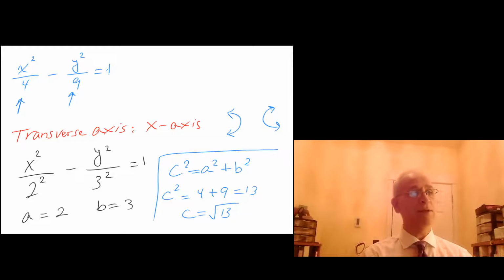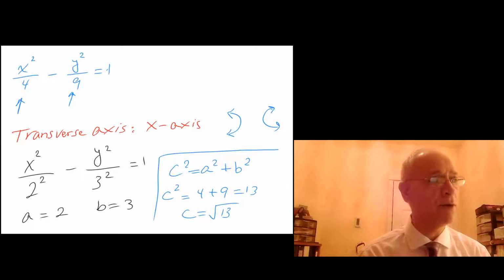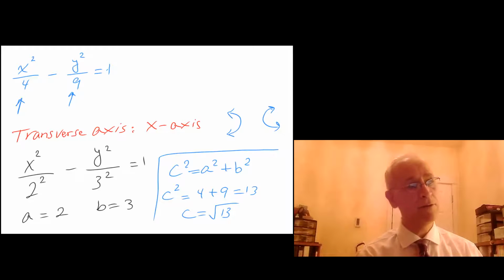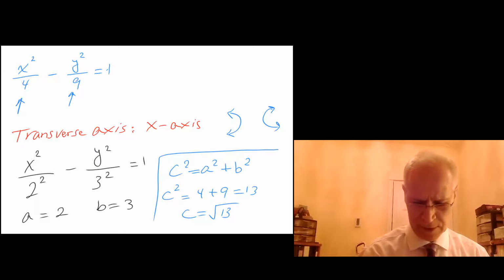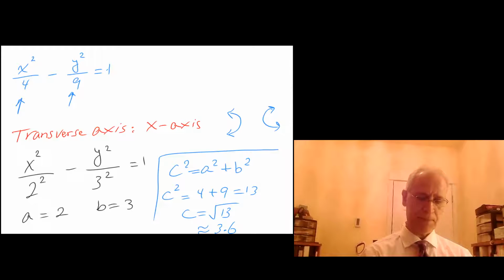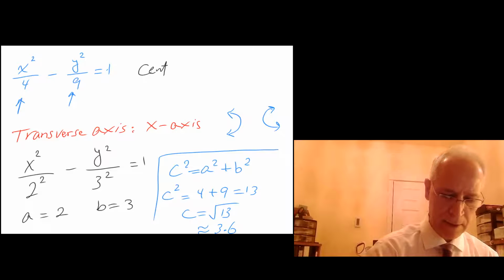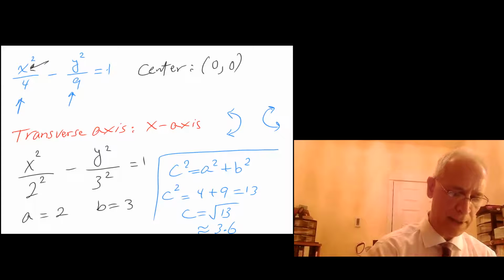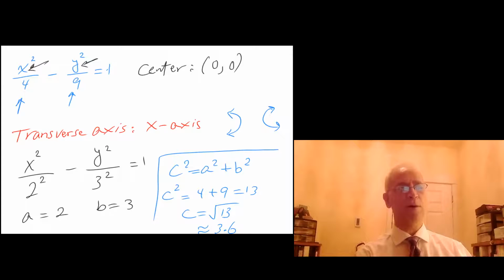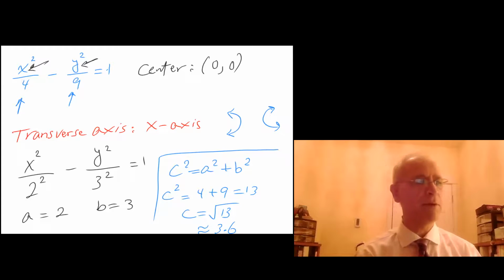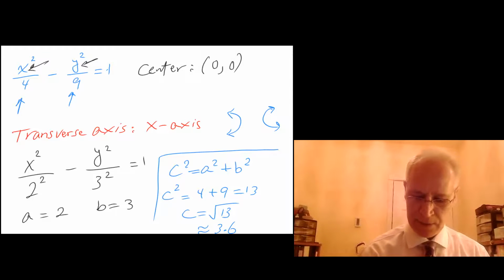So the distance between the center of this hyperbola and the foci is square root of 13, which I believe is something close to 3.6. And of course, let's not forget that the center is at 0, 0. How do I know? Because there's no number h and k associated with x and y. We will do some of those examples in a different video. Let's go to the next page and graph this.